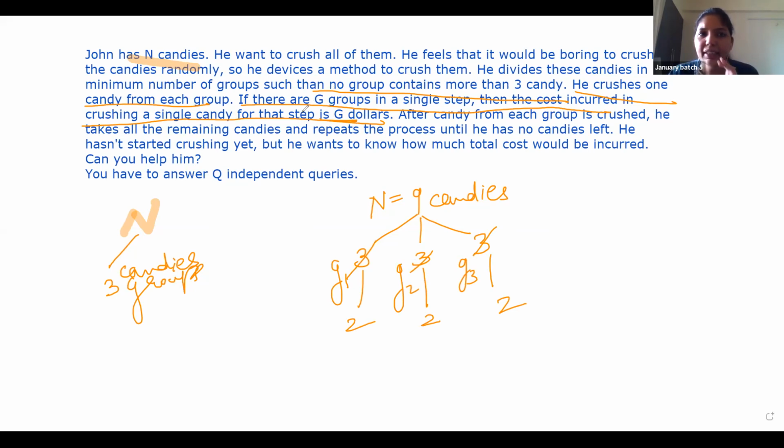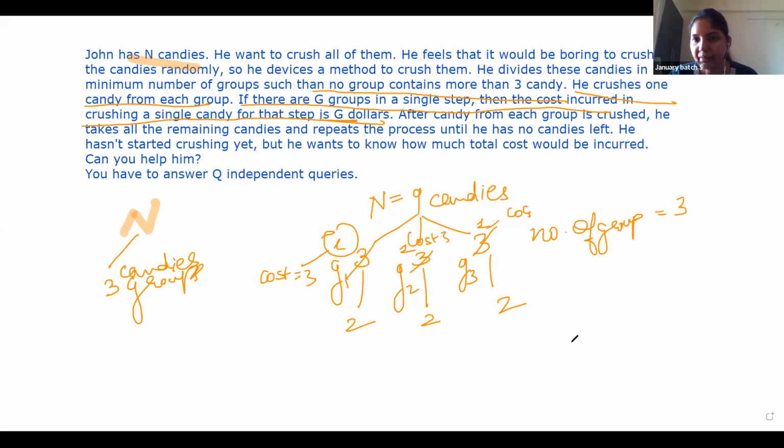Now they're saying that if John is crushing like this, the cost of crushing one candy, like here he has crushed one candy, here also he has crushed one candy, the cost of crushing one candy will be equal to the number of groups. So how many groups are there at this time? 3. So what is the cost of this crushing? Cost is 3. Here the cost is 3. Here the cost is 3. So what is the total cost? 9. 3 plus 3 plus 3. Let me get the input also so that we don't misunderstand the question at any step.